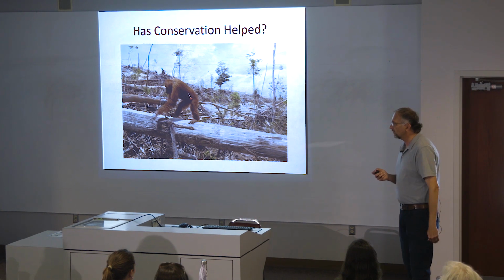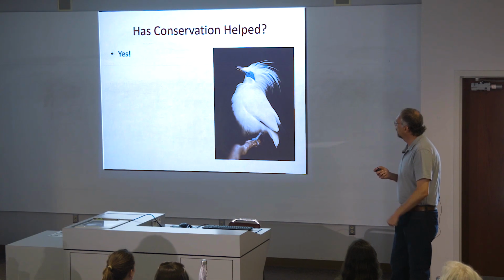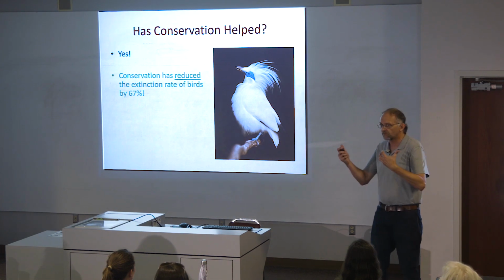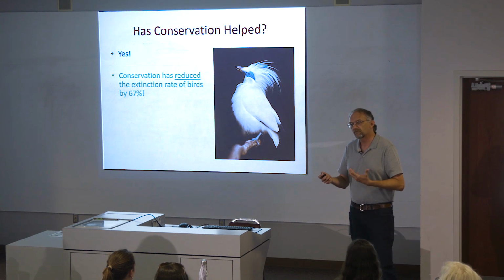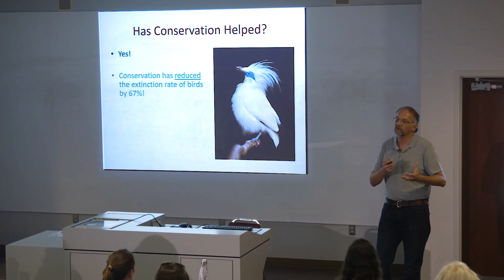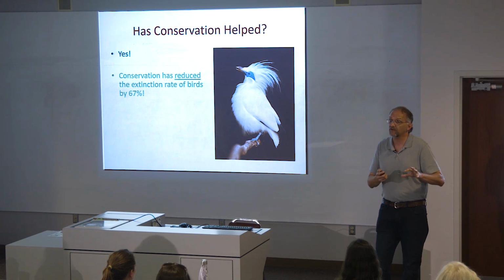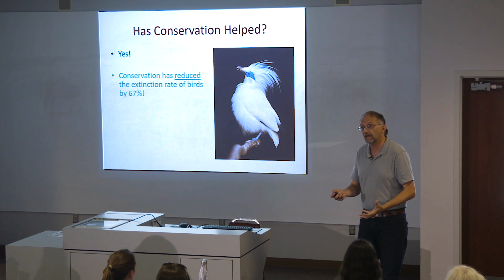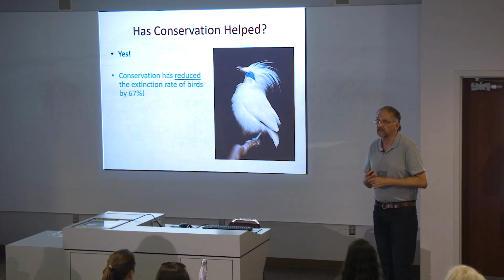There are lots of studies out there looking at conservation. There's one in particular of birds that has shown that efforts at conservation have resulted in 67% lower extinction rate of birds than you would have expected had conservation science not been involved. And some species did go extinct, but think about that. We saved a lot of species just by trying and engaging in conservation science.